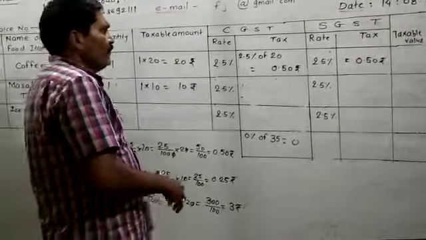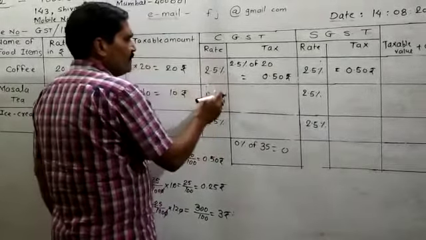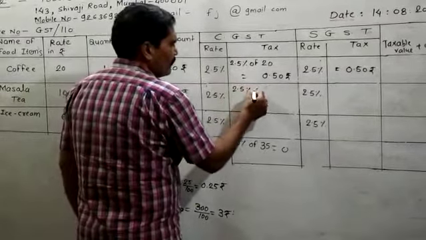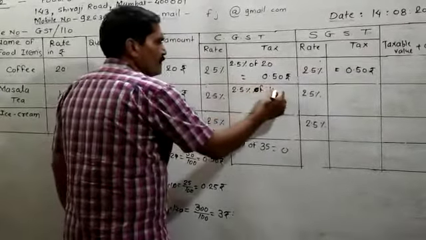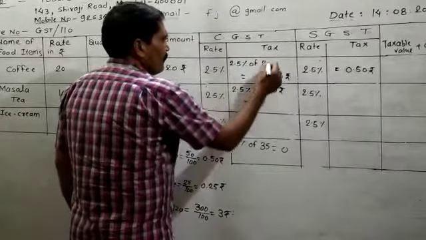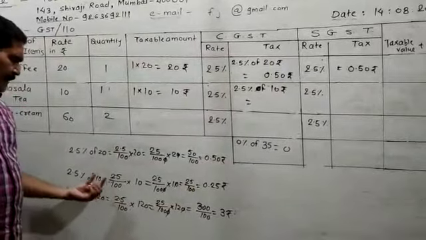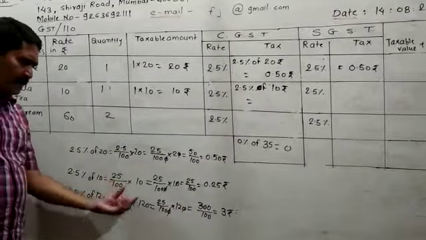So what you have to do? You have to find out the CGST. The rate of CGST is 2.5% of the taxable amount. Taxable amount is 10 rupees. If you want to find out this 2.5% of 10 rupees, at that time you have to remove the percent sign and this becomes 2.5 upon 100 multiplied by 10.